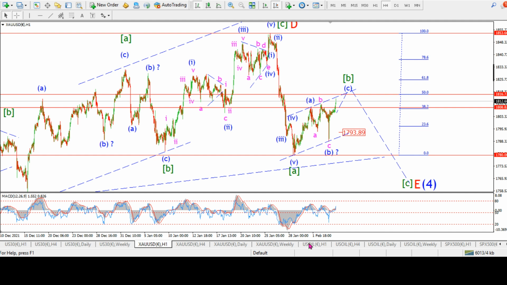So we had that initial decline off the wave D high. That was wave A of E. So we should be tracing out 3 waves down, so ABC down in wave E.